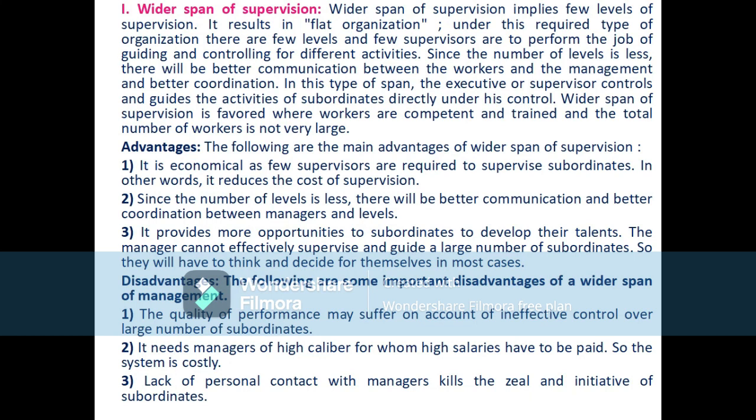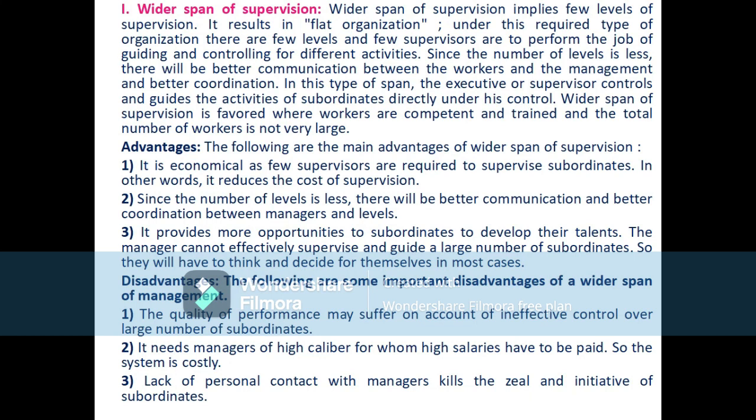And coming to what were the advantages and disadvantages of wider span of supervision. So first one, it is economical as few supervisors are required to supervise subordinates. In other words, it reduces the cost of supervision.